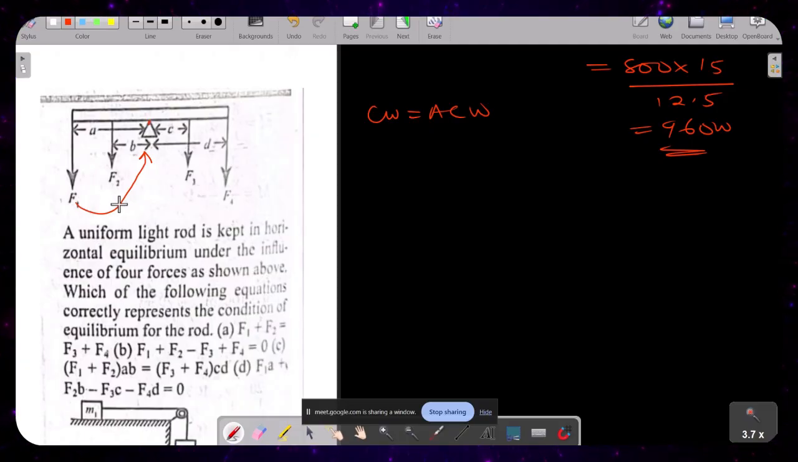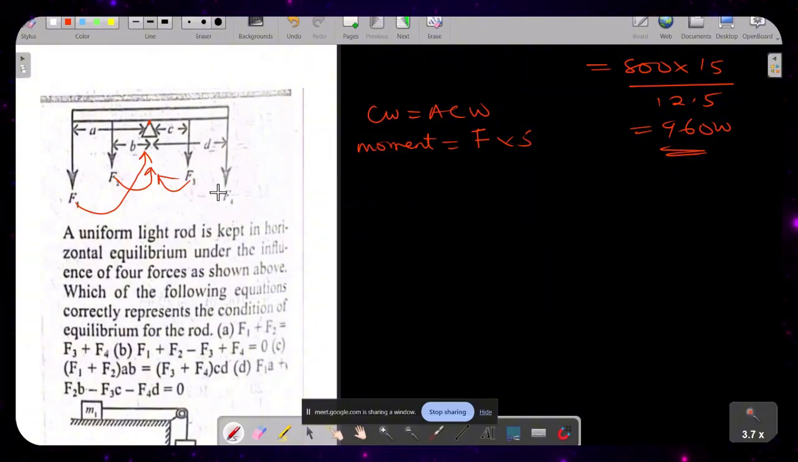So for our F1, you know the formula for moment is force times distance. Someone said the option is option B. Well, let's confirm if it is option B. Let's work together. This one is going anti-clockwise, and likewise this one is also going anti-clockwise. Then these two are going clockwise, in this direction, and this one is also going this direction.